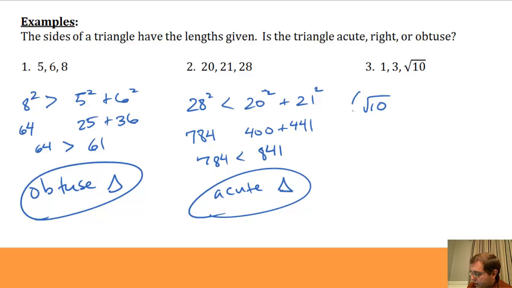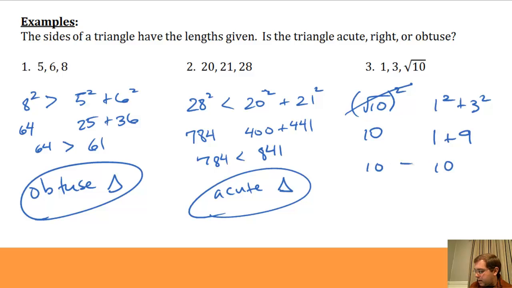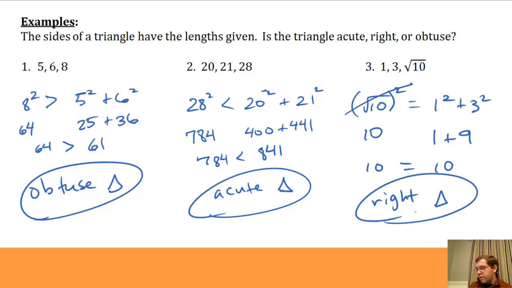So I'm going to take square root of 10 squared and compare it to 1 squared plus 3 squared. Okay? If I square a square root, those cancel out, and I just get 10. Then I've got 1 squared, 1 times 1 is 1, and 3 squared, 3 times 3 is 9. So 1 plus 9 is 10. That is equal to 10. Last time I checked, those were the same number. So this actually satisfies the converse of the Pythagorean theorem, which means it must be a right triangle.